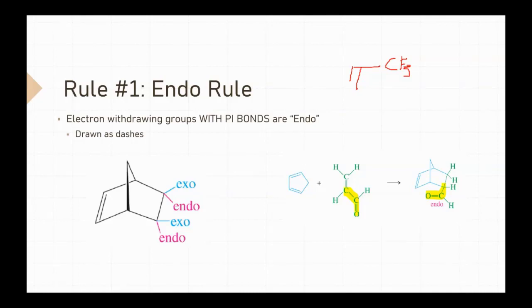Other electron withdrawing groups are usually with pi bonds, like this aldehyde. You have that pi bond with the C and the O, and because of that, it will want to be close to the other double bond. That's why it's endo. It just helps stabilize it in that position.